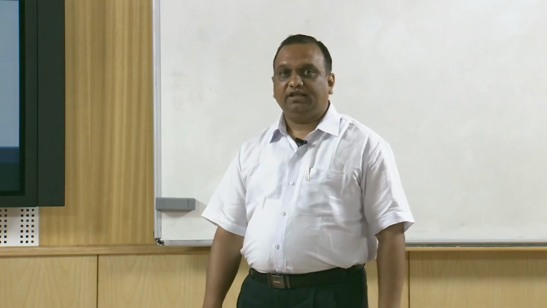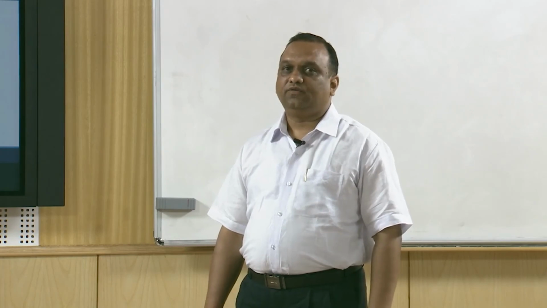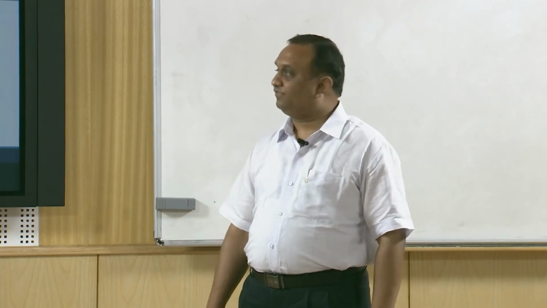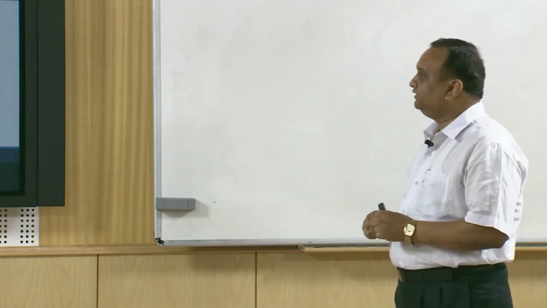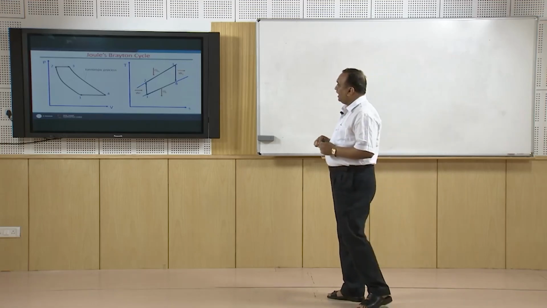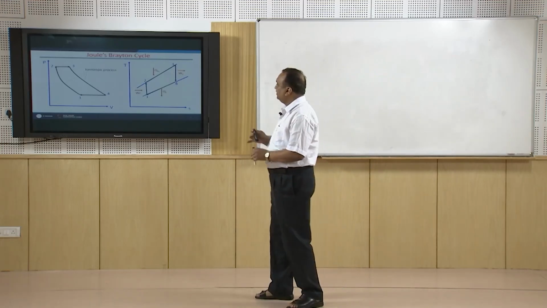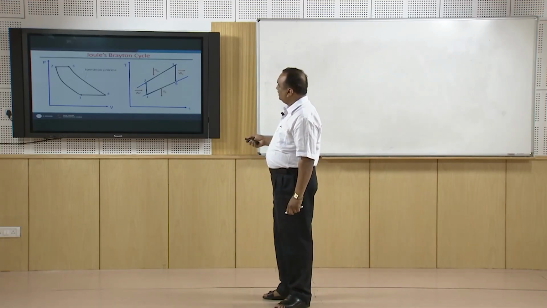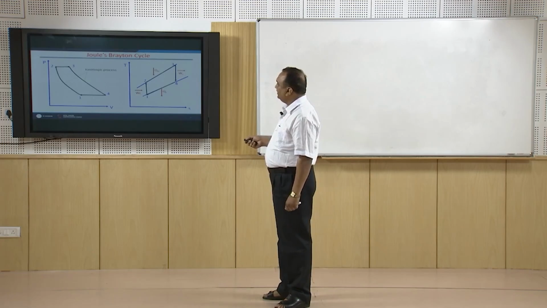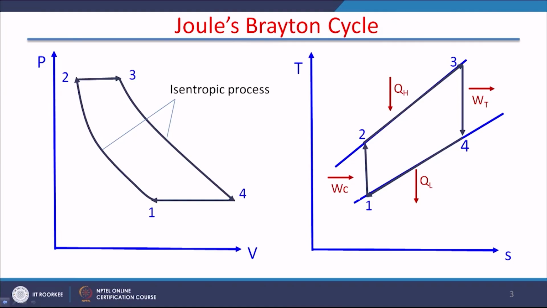this cycle is being used for power generation in gas turbines. It has one specific application in gas turbines, and in this cycle there are two isentropic processes and two constant pressure processes. This cycle is depicted here on a pressure volume diagram, and at the same time it is also depicted here on a temperature entropy diagram.